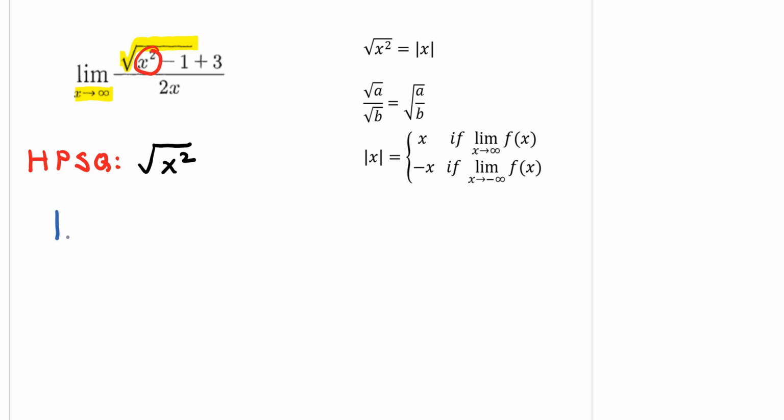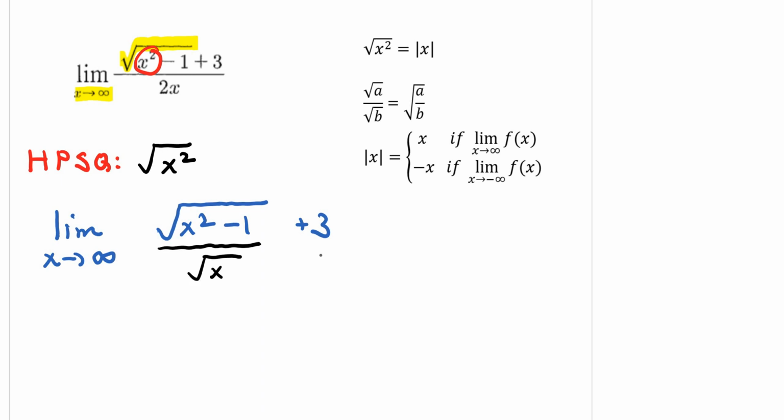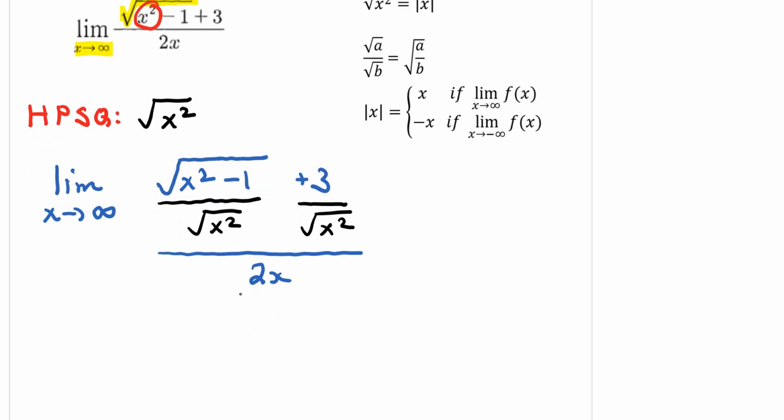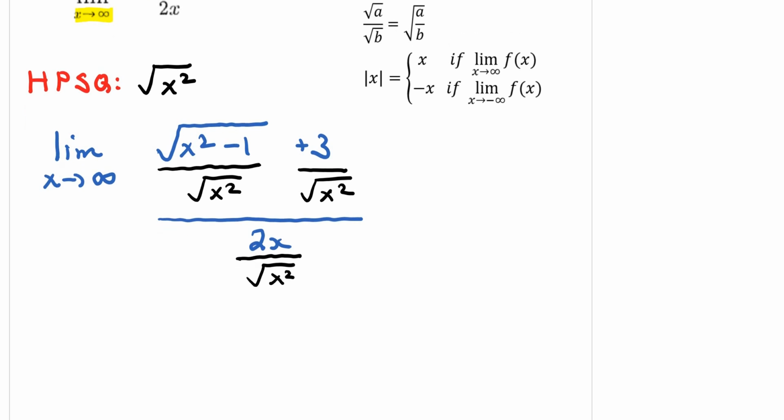Now I'll rewrite the original problem as the limit as x goes to positive infinity of the square root of x squared minus 1 plus 3, and I'm going to divide that by the square root of x squared. Then on the denominator, I have a 2x, and I'll divide that by the square root of x squared as well. This definitely looks different from the original problem, but since we're dividing every single term in the numerator and the denominator by the same thing, it's mathematically the same problem.